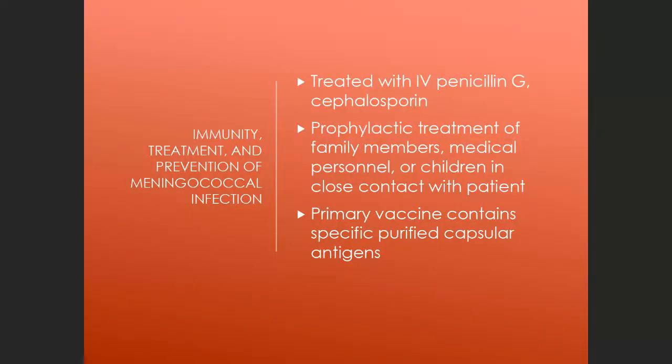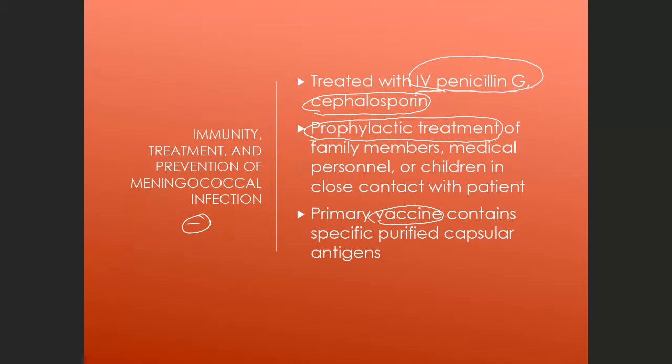Treatment is usually with type 4 penicillin G, which is a broad spectrum penicillin that can also be used for gram-negative bacteria like this Neisseria, and also using cephalosporin. Okay. There is also prophylactic treatment, which is preventive treatment for family members who may have had contact with meningitis. There are also vaccines available for this meningitis.